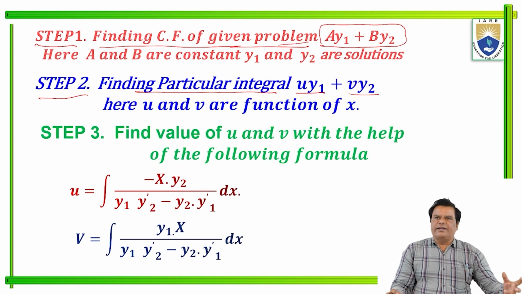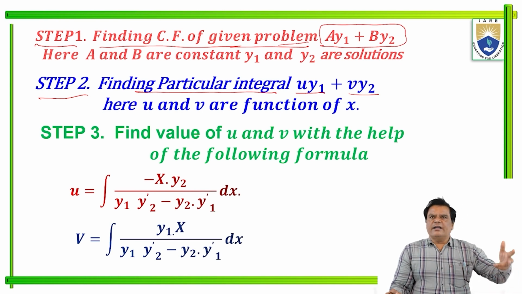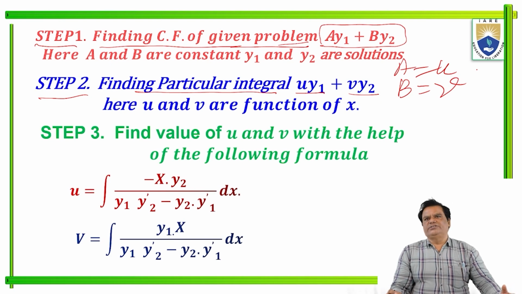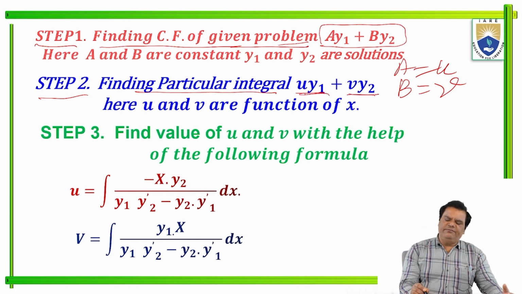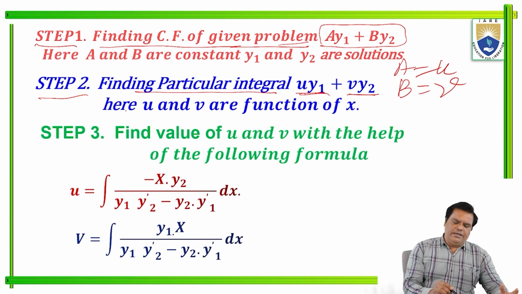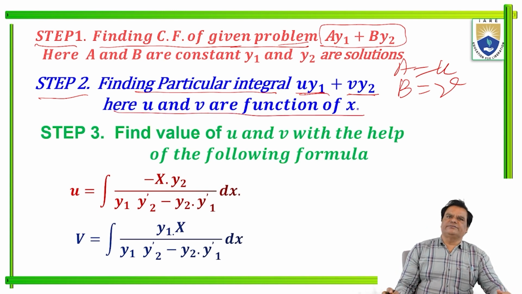A and b are arbitrary constants. A and b are converted into some functions of x. A is converted into u, a function of x, and b is converted into v, also a function of x. Then y equals u y1 plus v y2, which is the complete solution of equation 1. Here u and v are functions of x.